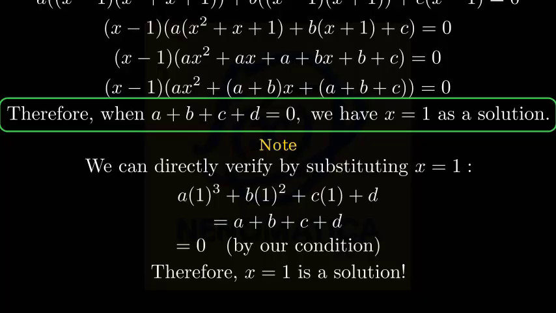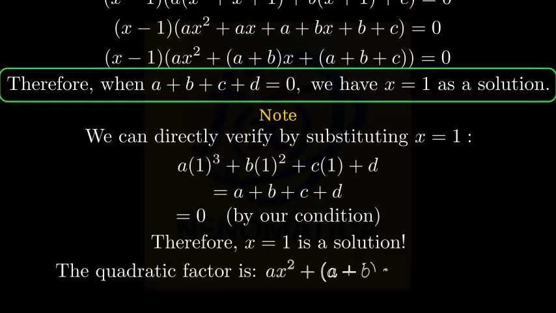Since we know that a plus b plus c plus d equals 0, this confirms that x equals 1 is indeed a solution. And finally, without the division process, we can also find the quadratic factor directly. When we factor x minus 1 out of the cubic equation, the remaining quadratic part is ax squared plus (a plus b)x plus (a plus b plus c), as we derived earlier.